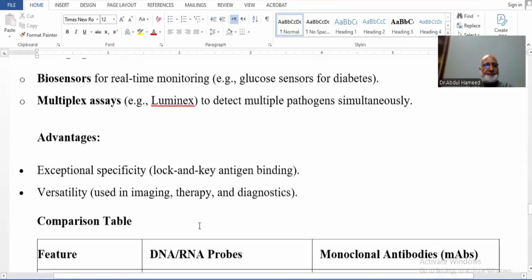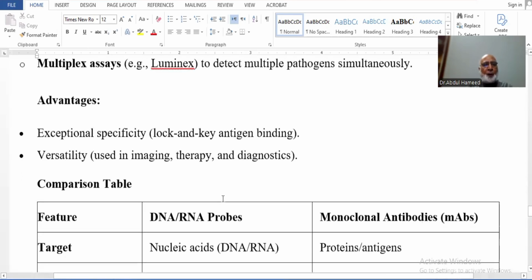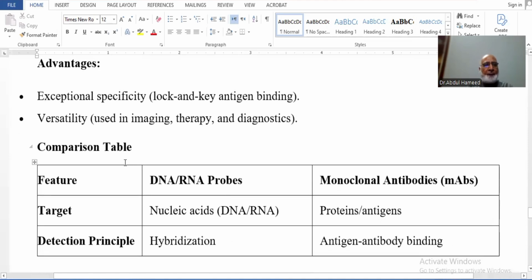pathogens simultaneously. So advantages are that they are exceptionally specific, for example in lock-and-key antigen binding, so it gives us the idea of those two interacting agents. They also have versatility, used in imaging, therapy, and diagnosis. So monoclonal antibodies are very effective. Comparison table: if we look at the feature, DNA and RNA probes target nucleic acid. Their target is nucleic acid. And monoclonal antibodies target proteins and antigens. Sometimes they are also proteins.